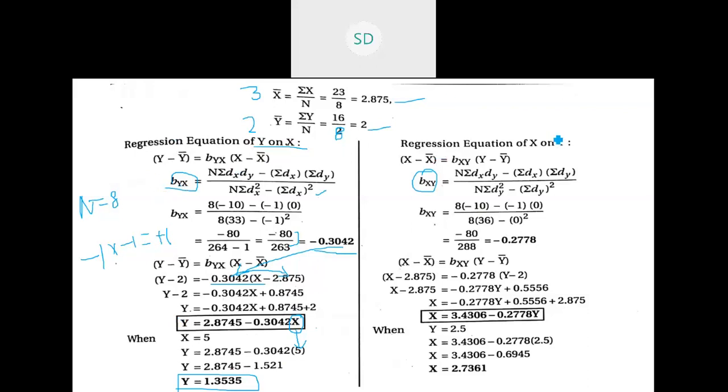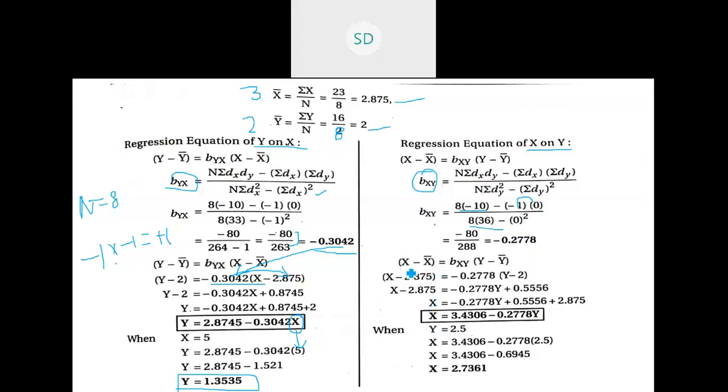So this is the first regression equation. The second regression equation is x on y. Now in x on y, you are supposed to calculate bxy, and once you put all the numbers into that, be careful with zeros. Anything multiplied by 0 is 0, anything divided by 0 is also 0. So here you get minus 80 and 8 into 36, because minus 1 into 0 is 0, 0 square is also 0. So you get minus 80 divided by 288, which is equal to minus 0.2778.